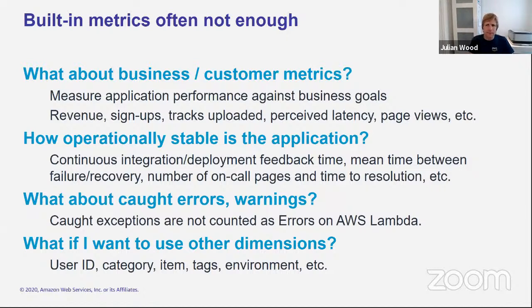And then what about other Lambda errors like caught exceptions, which are not counted as errors? How are you handling them? What if you want to create metrics for a particular category or environment, what's called another dimension? This is why you need custom metrics. These are the metrics that are specific and important to your application, and you can generate custom metrics by instrumenting them in your code.